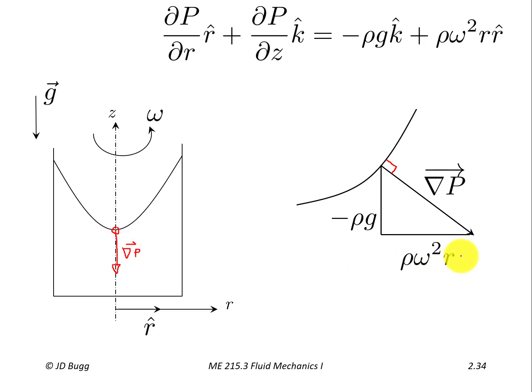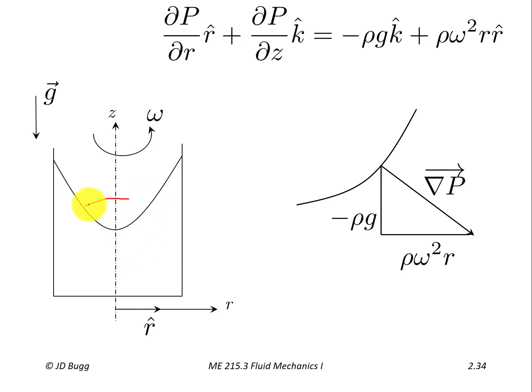So on the center line, R is 0. So the size of this component is shrunk down to 0. So the pressure gradient vector on the center line is pointing straight down. At any other location on this free surface, the pressure gradient vector is going to have a larger and larger horizontal component. So it's always perpendicular to the surface, and because its horizontal component is growing with r, the free surface slope has to become larger and larger as we go further and further away from the axis of rotation.